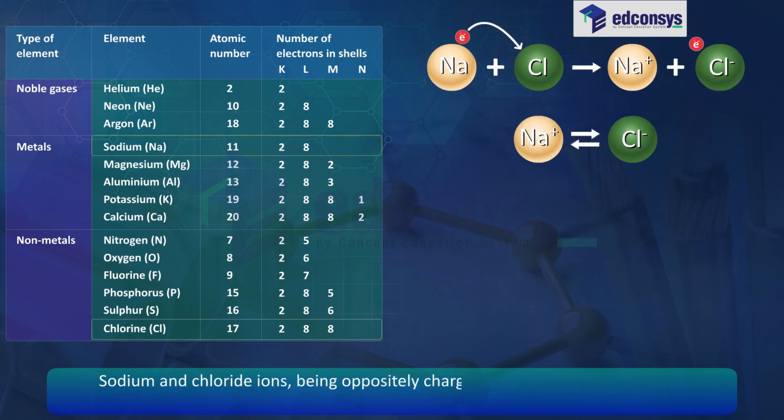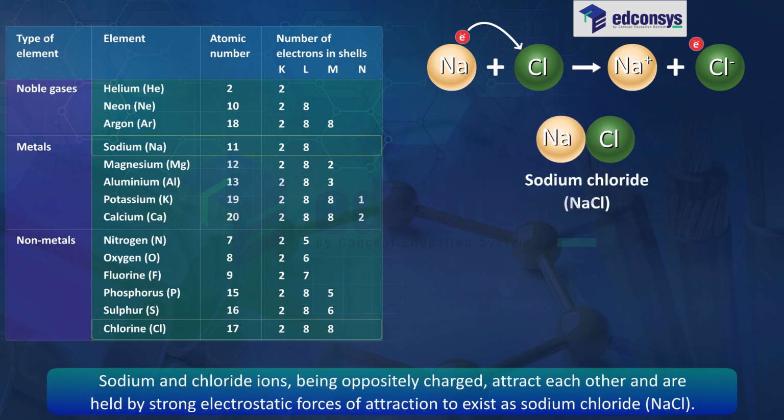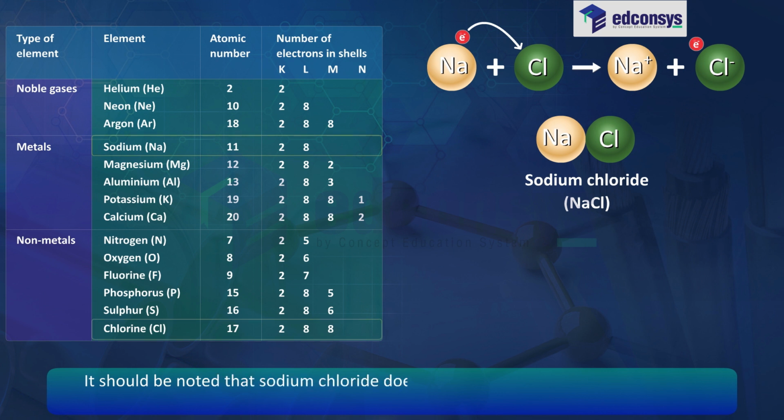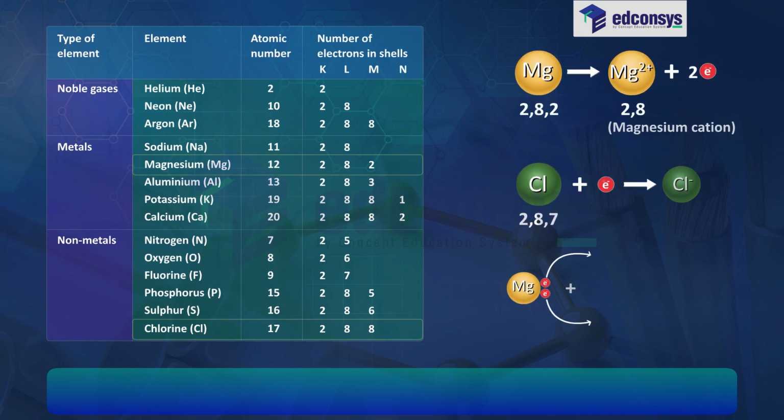Sodium and chloride ions, being oppositely charged, attract each other and are held by strong electrostatic forces of attraction to exist as sodium chloride, NaCl. It should be noted that sodium chloride does not exist as molecules but as aggregates of oppositely charged ions. Let us see the formation of one more ionic compound, magnesium chloride.